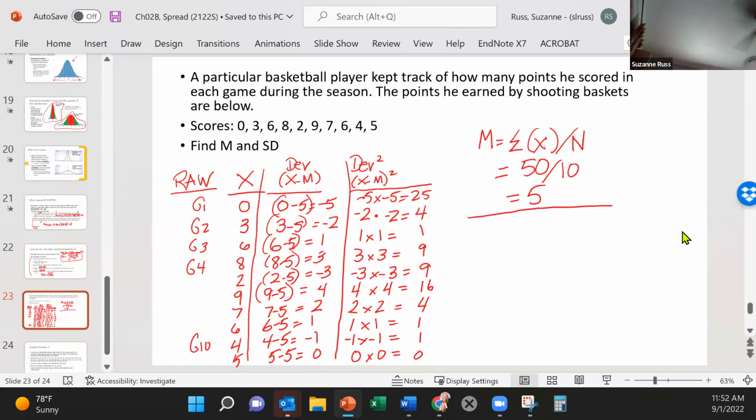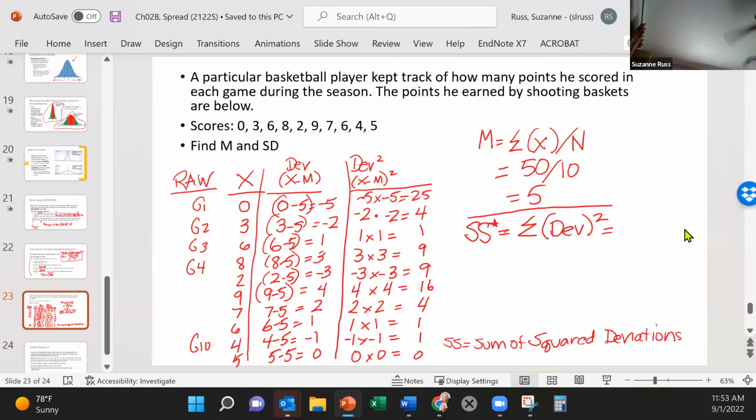Our next step is to sum all those squared deviations up. So we're going to put SS, which means sum of squares. SS equals sum of squared deviations, or we usually just say the sum of squares. So that just means the sum of deviations squared, or the sum of x minus m squared. Notice that x minus m and deviation are the same.